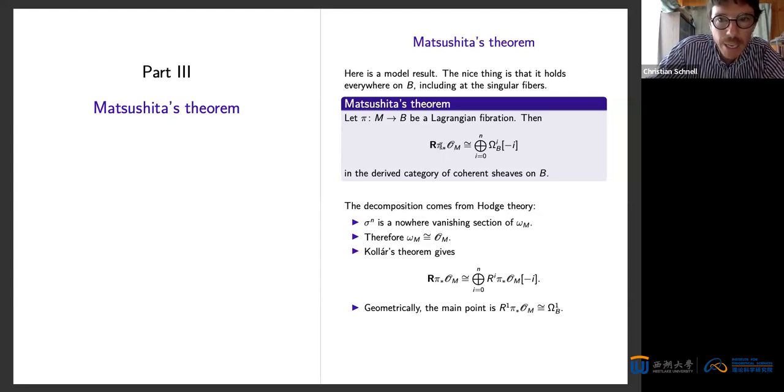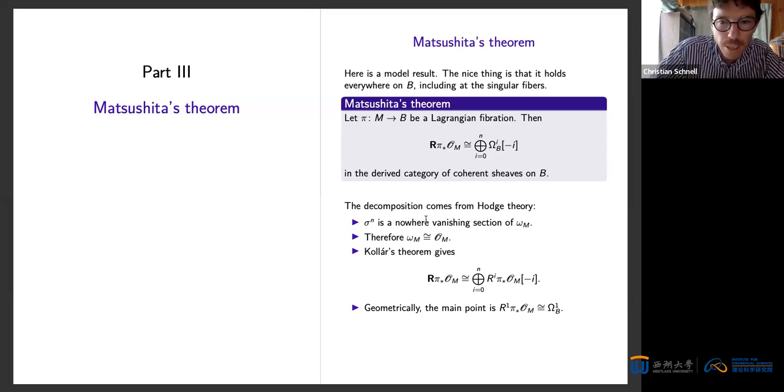So when I'm saying R pi lower star of O_M, I'm really looking at the push forward of the canonical bundle. It's just that the canonical bundle is isomorphic to the structure sheaf. For the canonical bundle, there's a result by Kollár that says that the push forward of the canonical bundle always splits. So in this case, because the canonical bundle is trivial, the push forward of the structure sheaf splits. The splitting is a classical result, proved using Hodge theory along the fibers and so on.